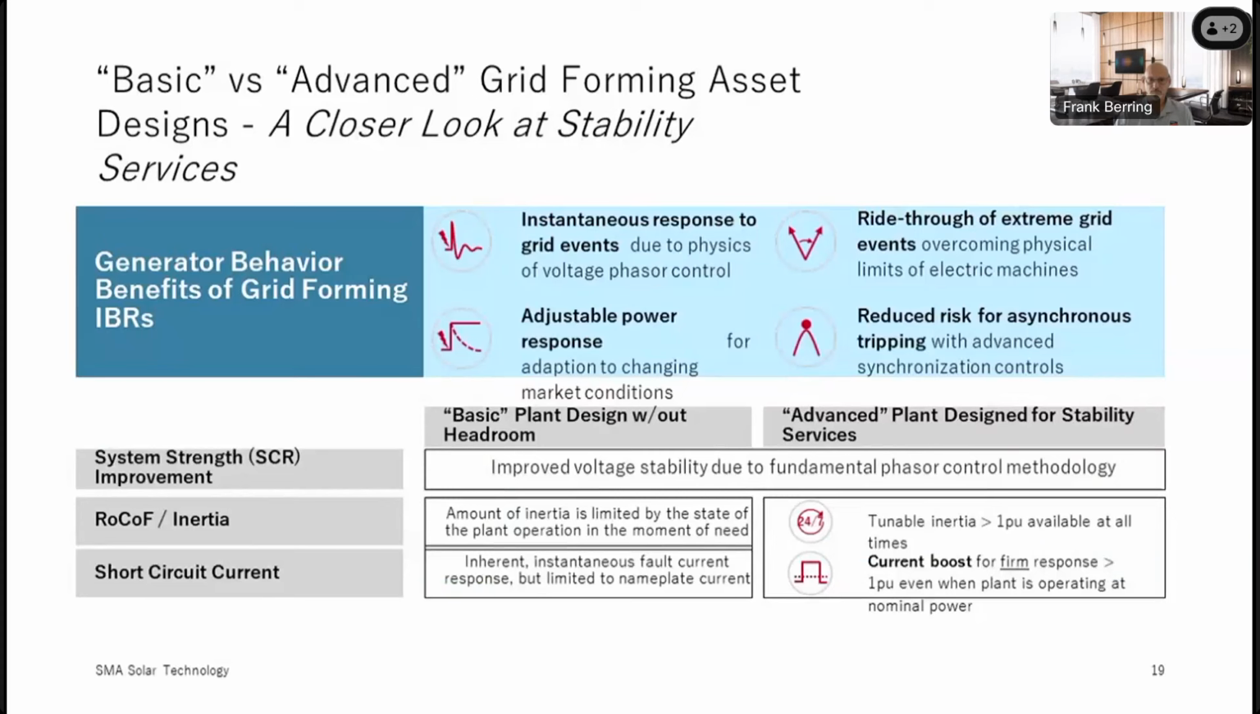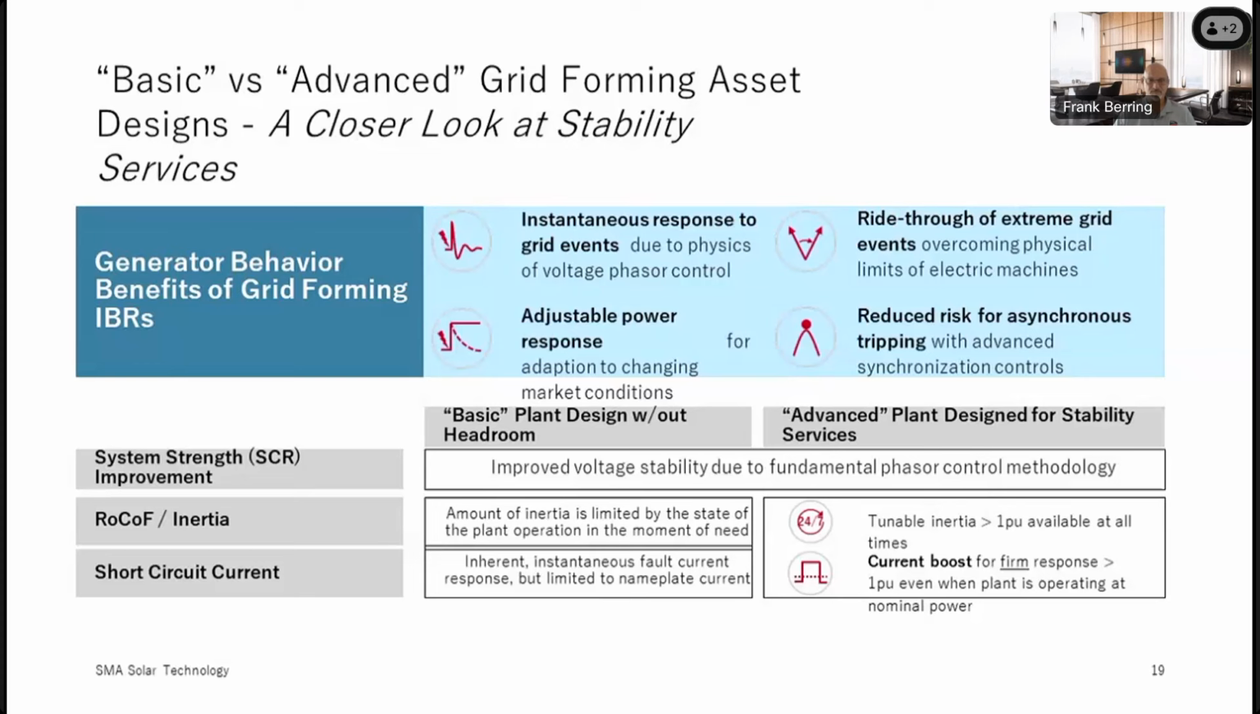When we have the generator behavior benefits of grid forming APRs, that's the blue section on top here, we have those main 4 benefits: the instantaneous response to grid events, as we discussed. We have the adjustable power response. The text is a little bit small here, but we're adapting to changing market conditions. So that's always something we can, along the way, tune parameters to meet new application requirements, right? Or whatever it is, if you multi-stack applications, you have to have some adjustable settings in your plant to react to new requirements.